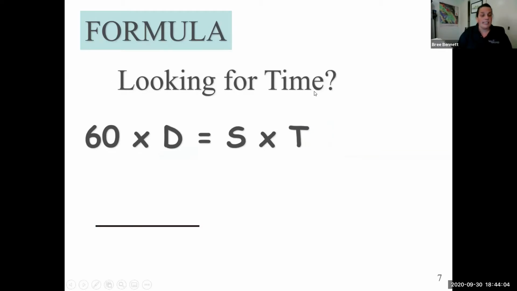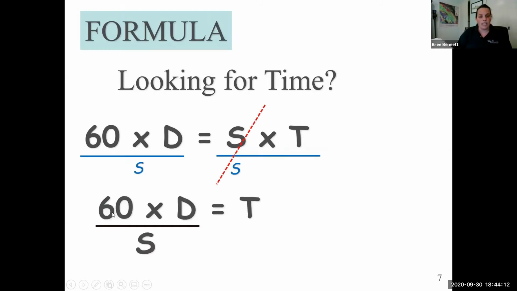That's our equation. Same type of thing, if we're looking for time, we're going to divide both sides by S. The S's cancel out, and we're left with 60 times distance divided by S to give us time. So this is that 60 D Street formula. We're just working that around until we get what we're looking for.